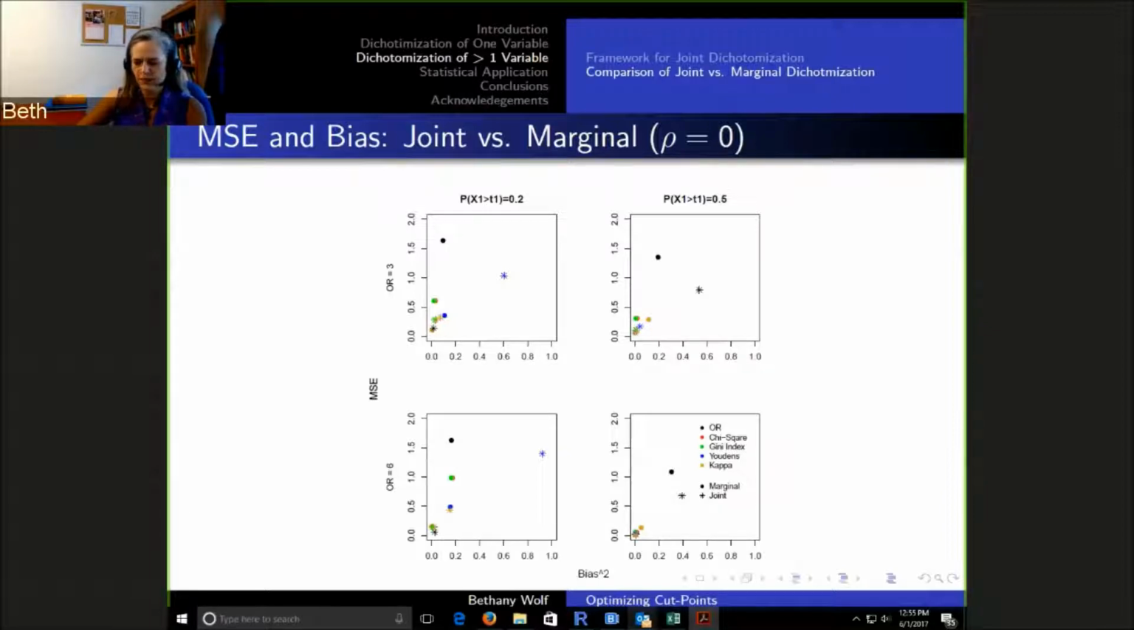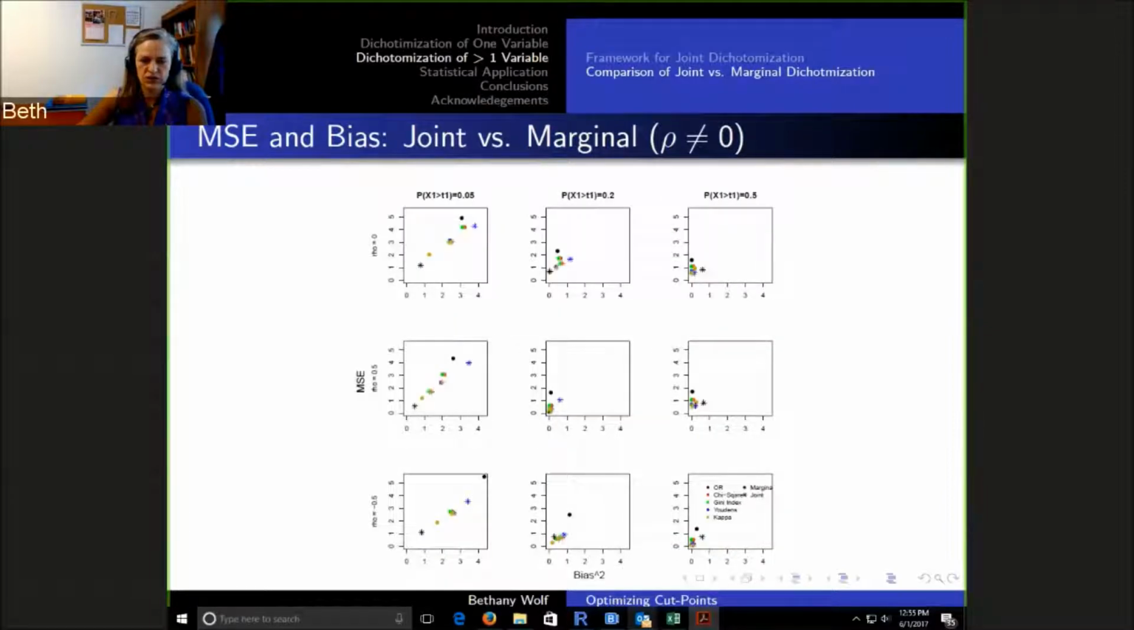So a little less clear picture when we do the joint dichotomization. If we consider a case where we don't, so that was the other thing. The last two slides, the correlation between x1 and x2 was 0. If we consider the case where the correlation is not equal to 0, you actually see fairly similar behavior. Still, for this first panel, odds ratio is doing the best when I do joint dichotomization relative to every other statistic, regardless of joint or marginal dichotomization.